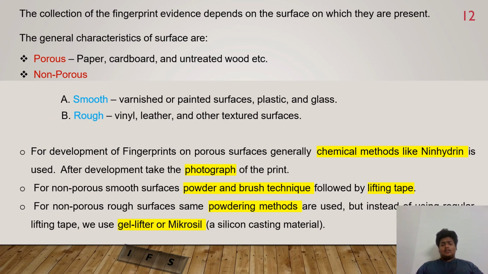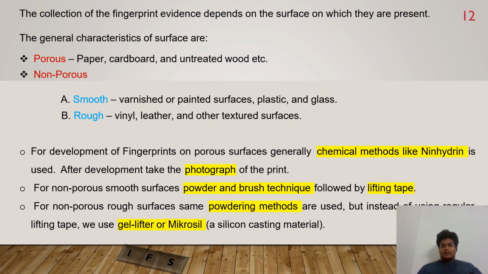So hence, we need to study the characteristics of the surfaces, so that we need to understand which type of methods are needed to be used for the collection of fingerprints. So for development of fingerprints on, suppose we say, the porous surfaces, generally chemical methods like ninhydrin is used.